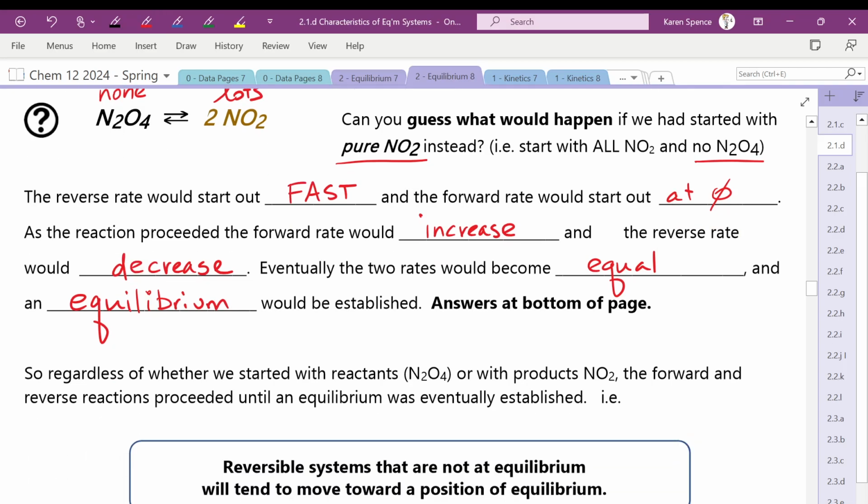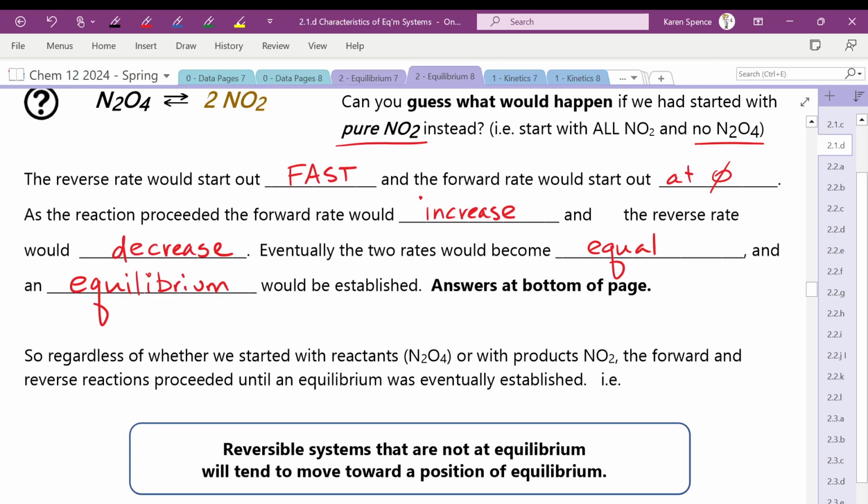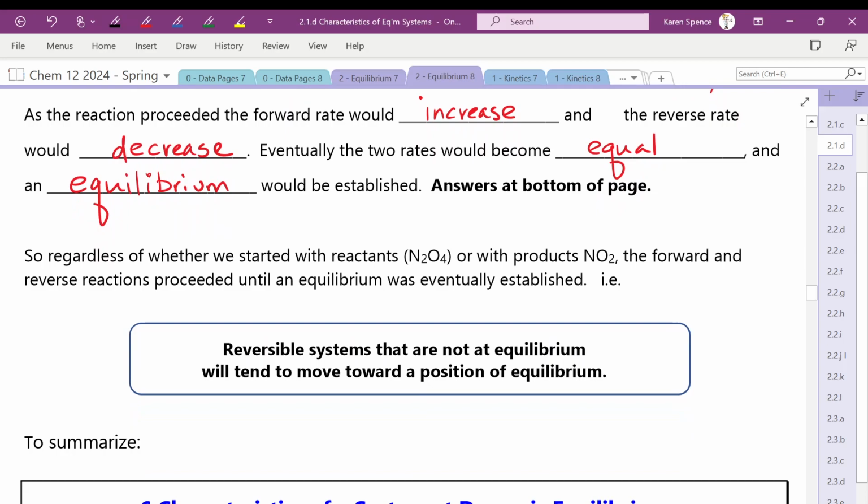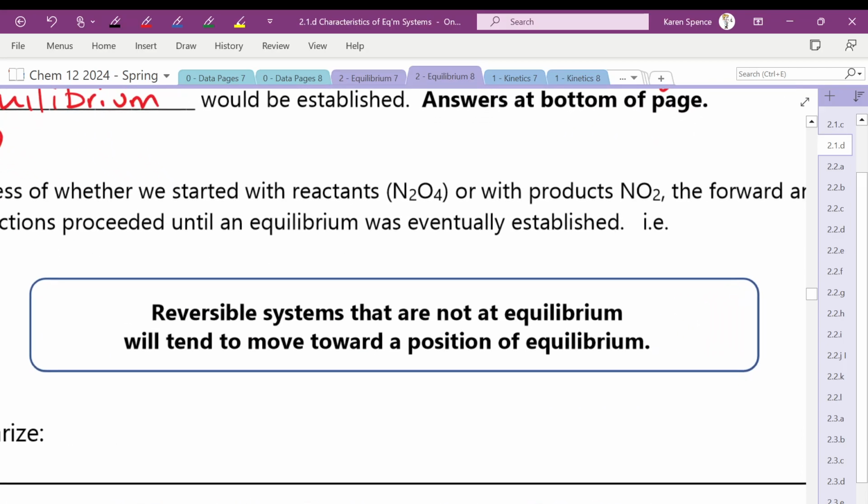Okay, so regardless of whether we start with reactants or products, the forward and reverse reactions will proceed until an equilibrium is established. So reversible systems that are not at equilibrium will tend to move towards a position of equilibrium. So if you're not at equilibrium, you're going to move to equilibrium. It is the most stable state. Okay, equilibrium is the stable state.